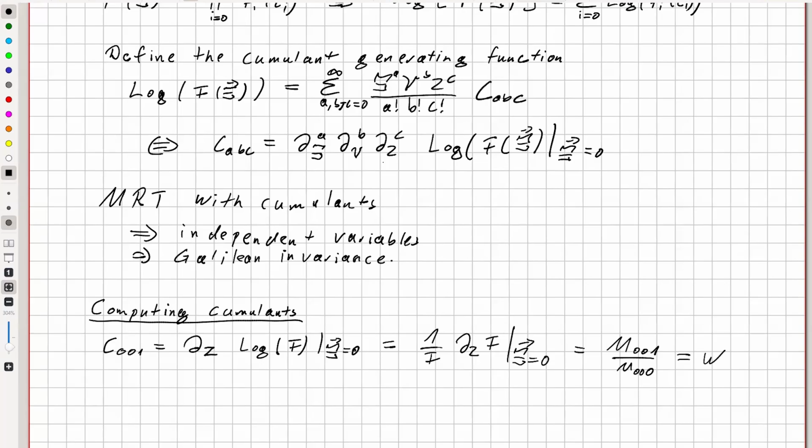Compared to the moments that we had previously, which we did not normalize, moments are extensive quantities. That's the momentum. Here we see intensive quantities. After all this abstract stuff, we see something that we can actually understand very well: that's the velocity. The velocity comes out as a cumulant.